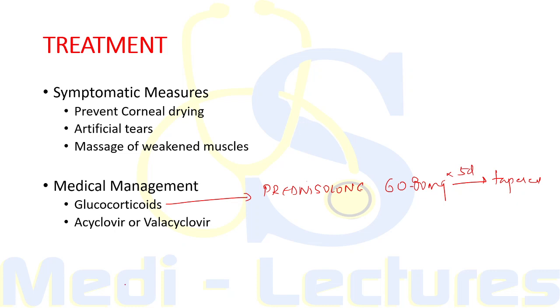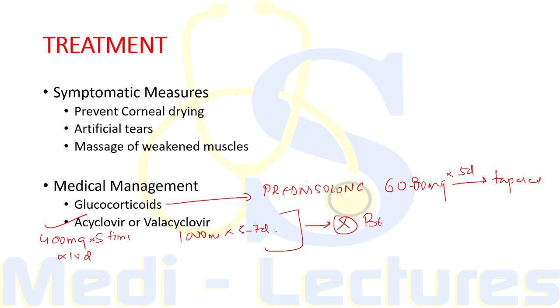Now the antivirals, which are typically against the herpes virus, can be used, like acyclovir and valacyclovir. Acyclovir in a dose of 400 mg 5 times a day for 10 days and valacyclovir 1000 mg for 5 to 7 days. Now in some studies these show no added benefit. Therefore many clinicians do not use antivirals in the management of Bell's palsy.